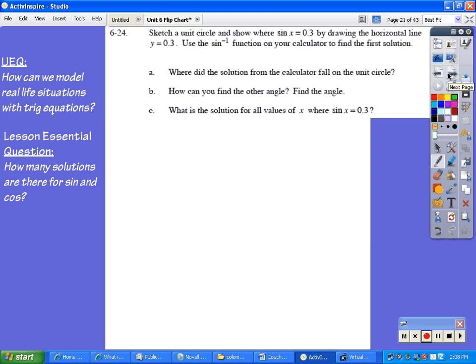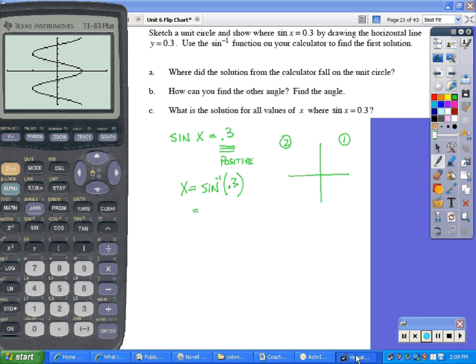Sketch the unit circle, and show where sine of x equals 0.3 by drawing the horizontal line. We should know when we're solving this equation, sine of x equals 0.3, because this 0.3 here is positive, that there are two solutions. Those solutions will appear in the first and second quadrant because that's where sine is positive. So when we type this into our calculator, we need to get better at knowing what type of answers to expect. Otherwise, we will fall for what our calculator gives us. So inverse sine of 0.3.